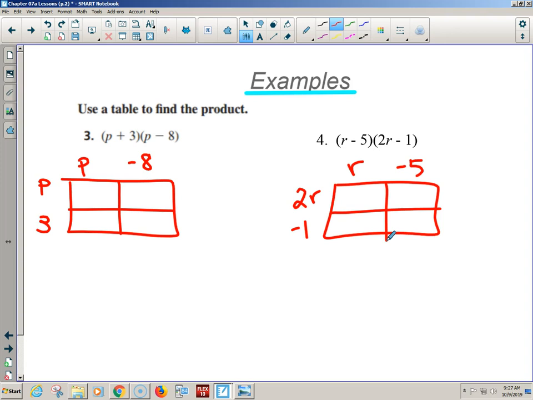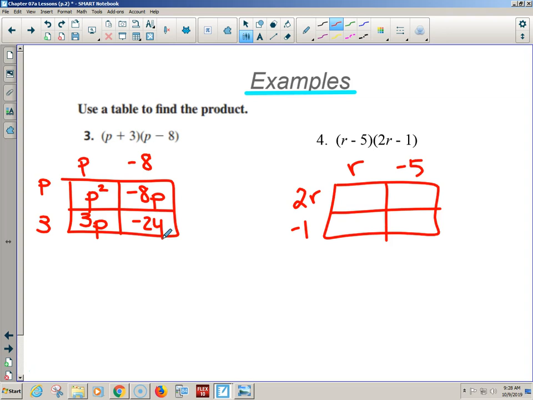So in this box, guys, P times P is P squared, the power of 2, right? P times 3 is 3P. This box, P times negative 8, which we always put the number in the front, right? Can I do negative 8P? Is that okay? Yes. What's this box, Adrian? 3P. Perfect. What's this box, Melanie? Negative 24. Got it.